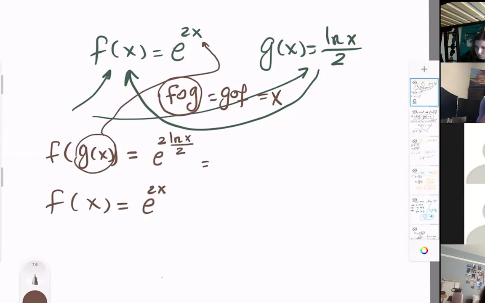If we simplify that, what do we get? Ella. E to the ln of x. Very good. So the 2 canceled. We get e to power of ln of x. What is e to power of ln of x? Just x.